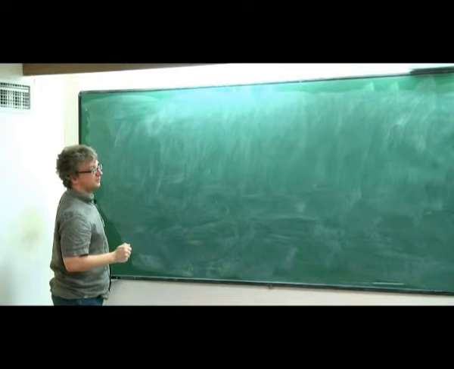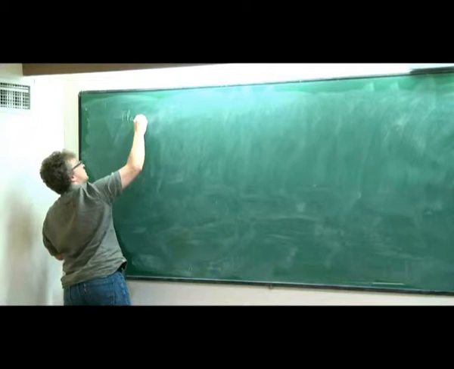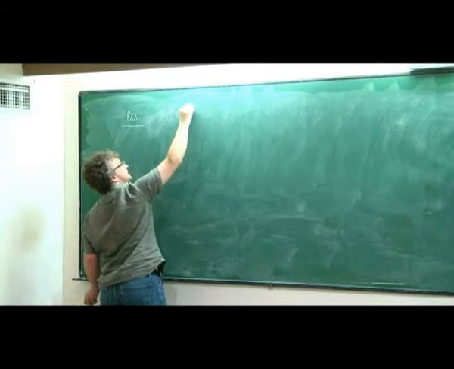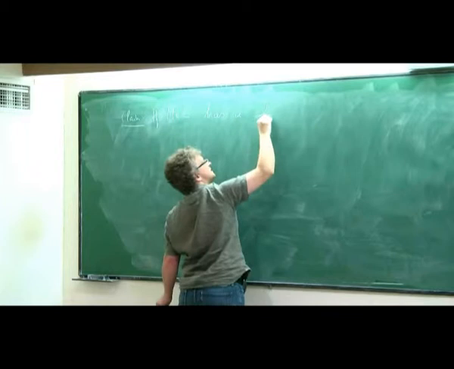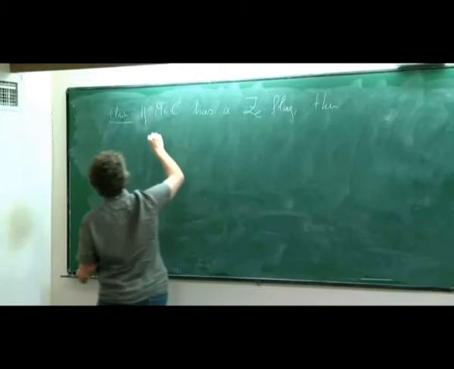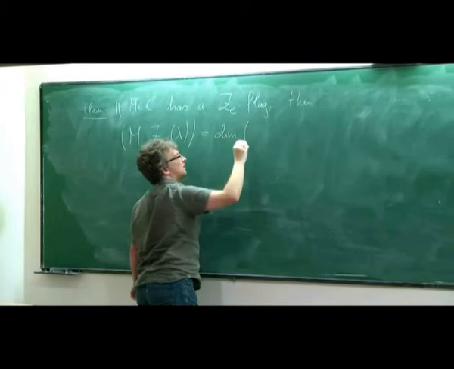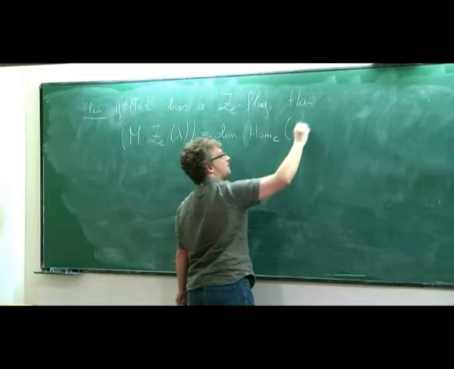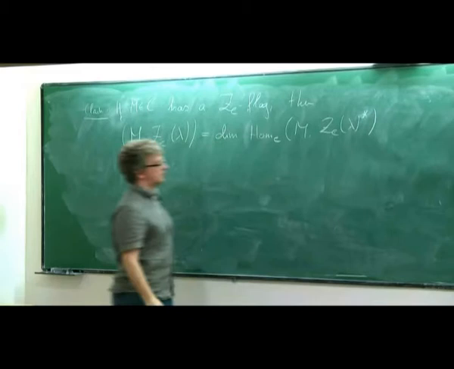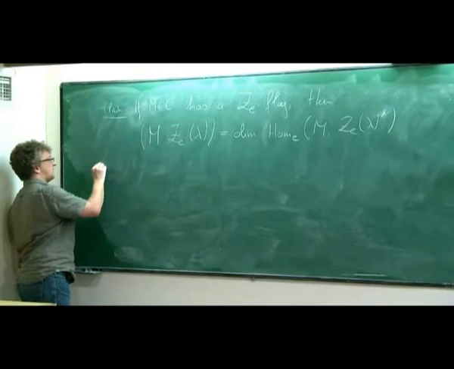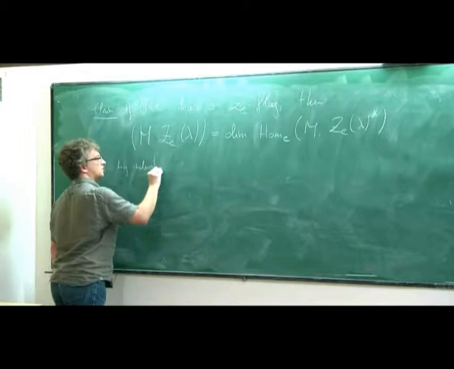Now you can prove the following: that if M in C has a Z_C flag, then this multiplicity is given by the dimension of the Hom space into the dual of this baby Verma module. So proof by induction on the length of the flag.